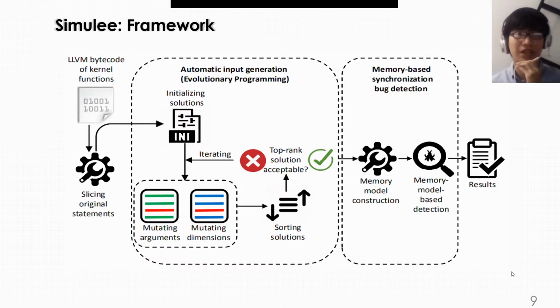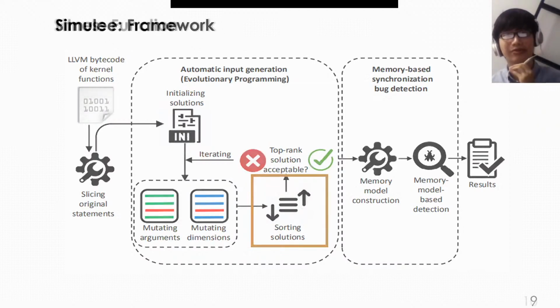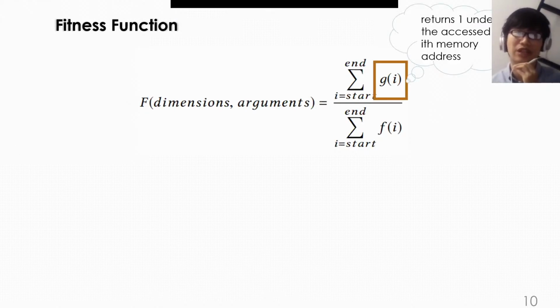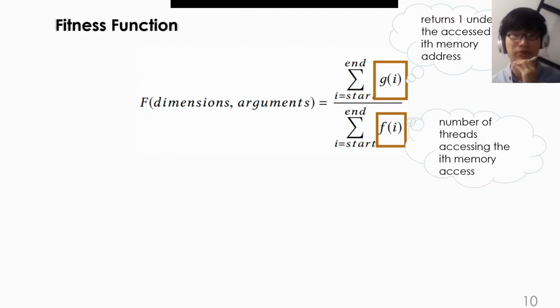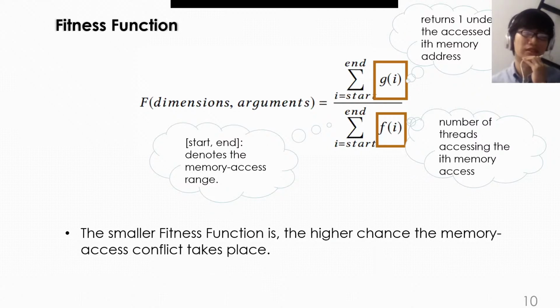In the input generation part, we need a fitness function to evaluate each solution in order to get the optimal one. The fitness function is defined as follows. This function takes dimension and argument as input. Function g_i returns 1 when the i-th memory address is accessed by any thread and returns 0 otherwise, and f_i returns the number of threads that access the i-th memory address. The N denotes the memory access range. We can see that the smaller the fitness function is, the higher the chance that a memory access conflict takes place.